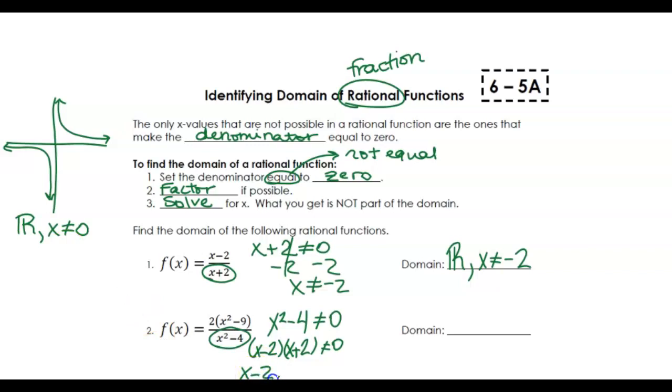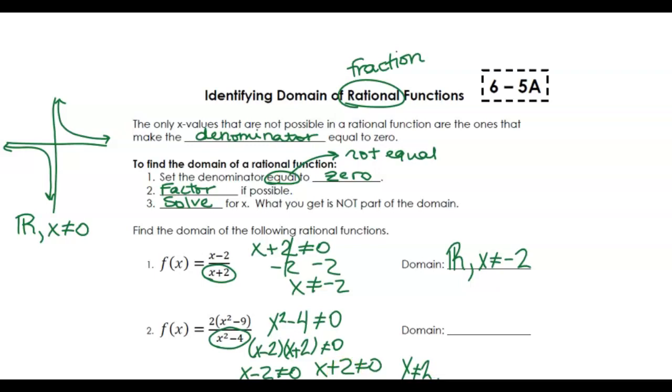So x minus 2 is not equal to 0, and x plus 2 is not equal to 0. So now I have two little mini equations. If x minus 2 is not equal to 0, what can x not be for this one? Yeah, because if I add 2 and add 2, I'm going to get that x cannot equal 2.